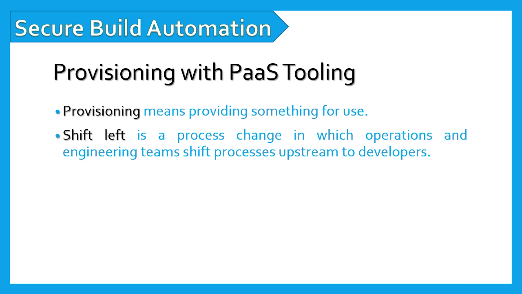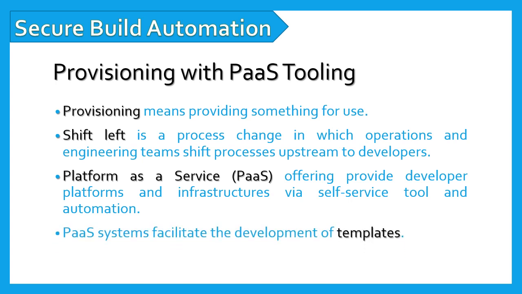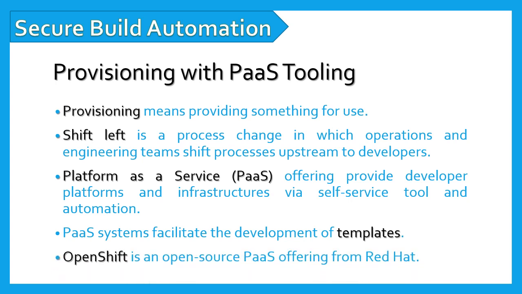Shift left is a process change in which operations and engineering teams shift processes upstream to developers. Platform as a service offerings provide developer platforms and infrastructure via self-service tools and automation. PaaS systems facilitate the development of templates. OpenShift is an open source PaaS offering from Red Hat.